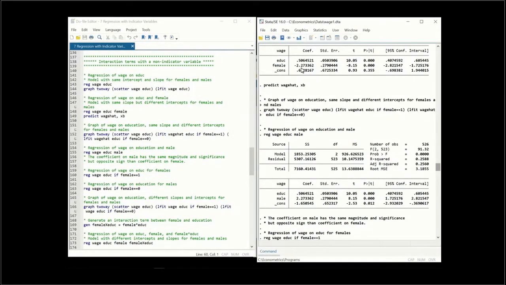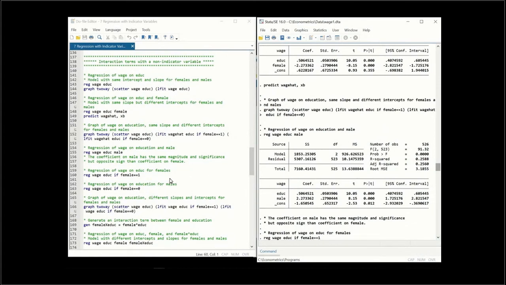The only thing that's opposite is the sign. Here we have minus, here we have plus. The standard errors are the same. The significance is the same. So we actually have the same significance and magnitude, but opposite sign.